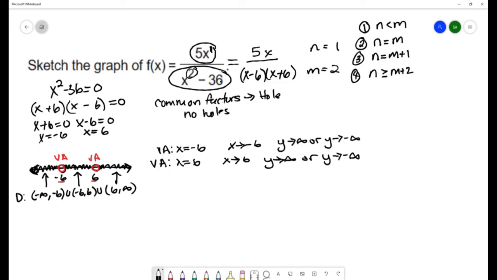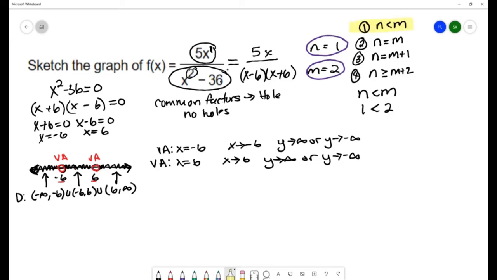So looking at our situation, we have n being 1 and m being 2. n is less than m. 1 is less than 2. And so we are dealing with this first case.